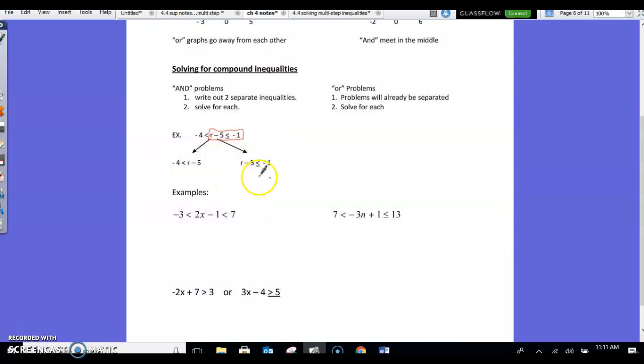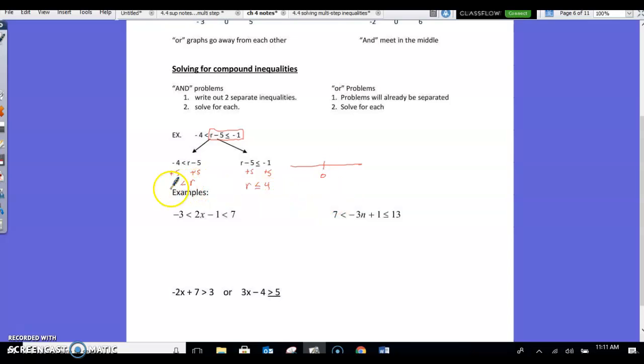And then what we do is we just solve each one of these and then graph them on the same number line. So you would add 5 to both sides. That would give us 1 is less than r. Here we would add 5 to both sides. This would be r is less than or equal to 4. And then you would graph them on the same number line.